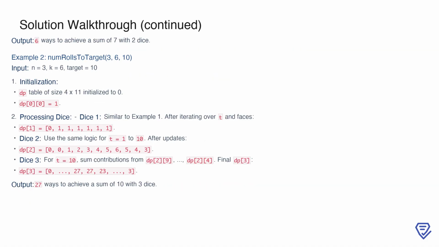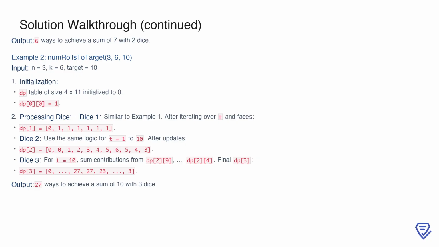From the previous example, we know the dynamic programming approach works well for multiple dice. Now, we extend this to 3 6-sided dice with a target sum of 10. As before, we initialize a dp table of size 4x11 and set dp[0][0] equals 1 as the base case. For the first die, we iterate through face values and update the table, resulting in dp[1] equals 0, 1, 1, 1, 1, 1, 1, representing possible sums achievable with one die.